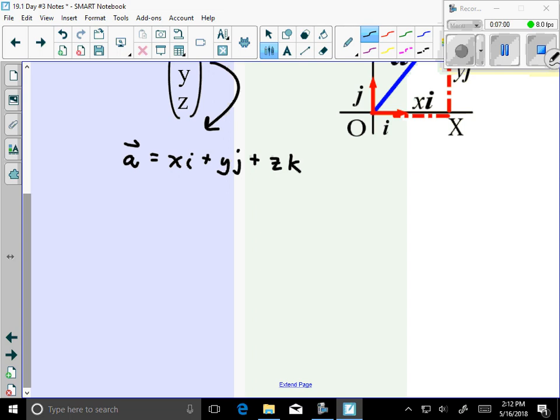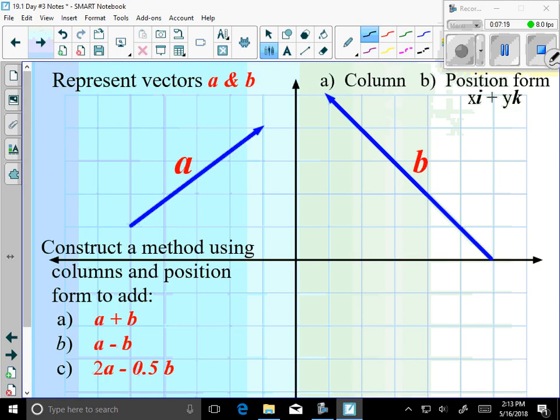This is fun three-dimensional stuff, Liam. Oh, it's fun. Now, I could write this in the column vector form as x, y, z, right? That's just another way to rewrite that. So let's do some of this.